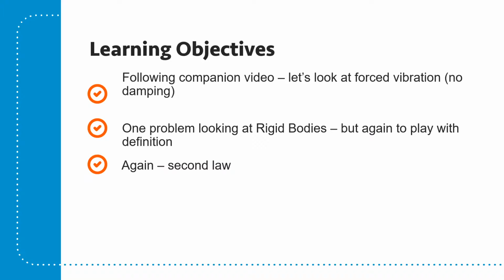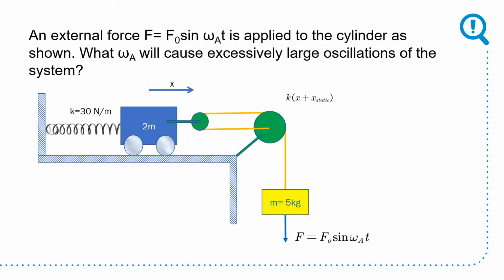Again, I'm going to have one problem, and it's to look at these rigid body problems, and again, play with definition. Number one thing is it's all second law. This is a second law set of problems, and you really need to be comfortable applying the balance equations for second law. So here we have a complex motion. I've got a mass on a cart, which is 2m, an external force which is applied at F naught sine omega A t, and what omega A will cause excessively large oscillations of the system.